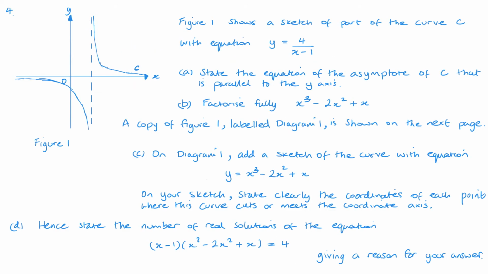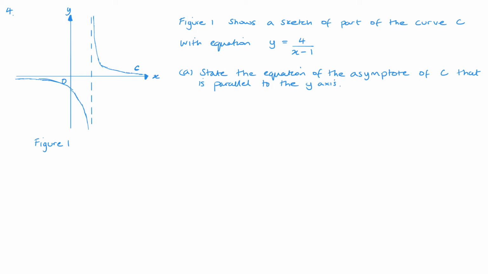Okay, next question, fairly long. We've got figure 1 here, which shows a sketch of part of the curve C with equation 4 over x minus 1. State the equation of the asymptote of C that is parallel to the y-axis. So this dashed line is what we are trying to label or name. Make sure there's plenty of space for me to write, but you've got this line. It's quite an easy one for your asymptote.